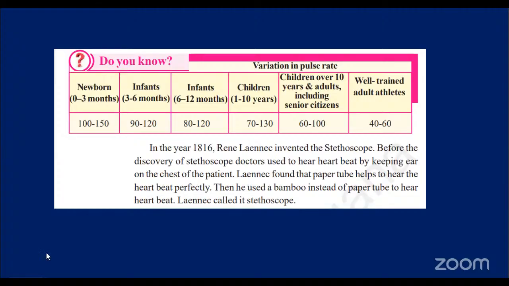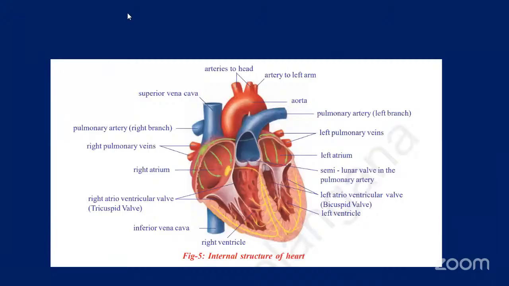And if you see the internal structure of the heart, this diagram is very, very important. Questions will come from this too. So see, these are the blood vessels. Superior vena cava and inferior vena cava. These are the arteries: the pulmonary artery, right branch, and the pulmonary artery, left branch. Right side, left side.